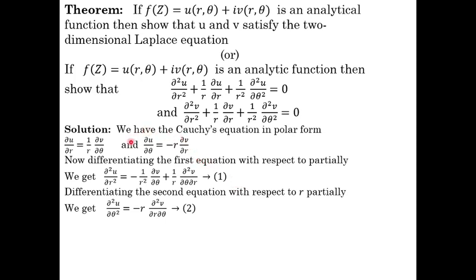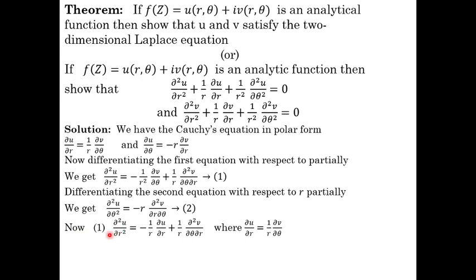Again, differentiate the second one. Differentiate this equation with respect to which variable? Theta, because on the LHS ∂²u/∂θ² is present. Hence, ∂²u/∂θ² is equal to, in the RHS, we can see two terms. Among these, minus r is constant for theta, therefore write it as it is. And the differentiation of ∂v/∂r with respect to theta is ∂²v/∂r∂θ, with respect to theta, not r.